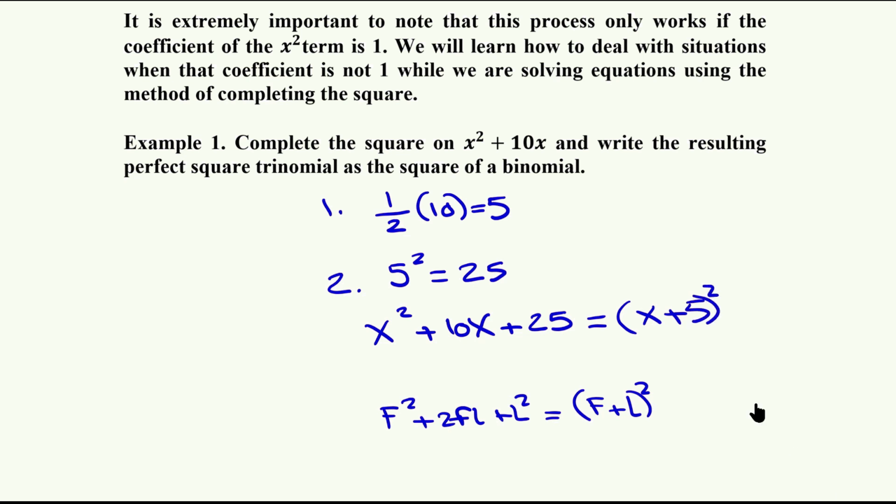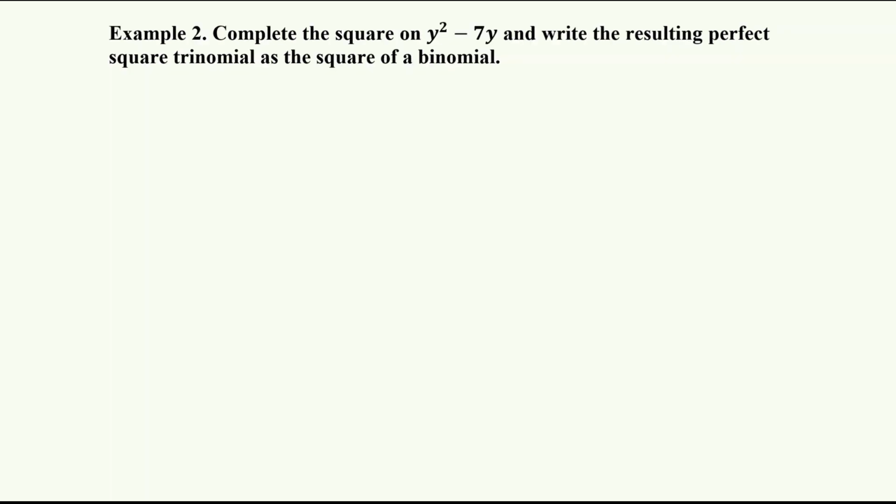The nice thing is that the number that's going to go in here is going to be the number we obtained in the first step. So that makes it easy to write this expression as the square of a binomial. So it's a very simple process, but as you'll see in a minute, it's very important and very, very useful. Okay, let's go ahead and take a look at another problem.